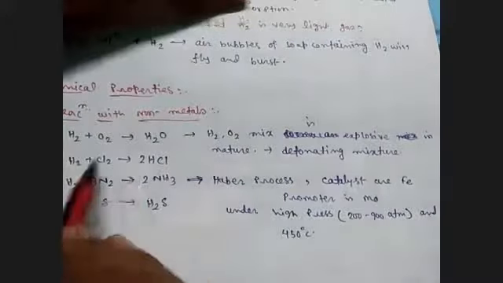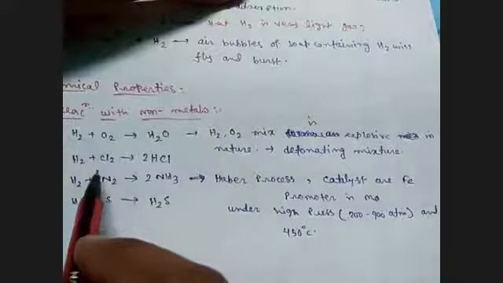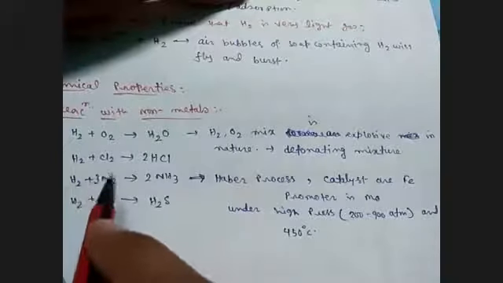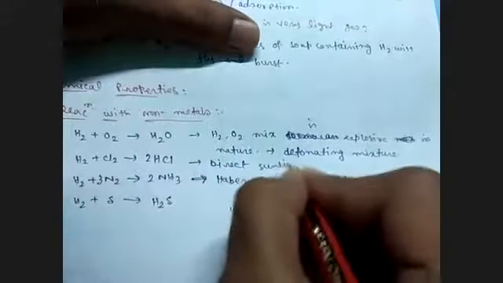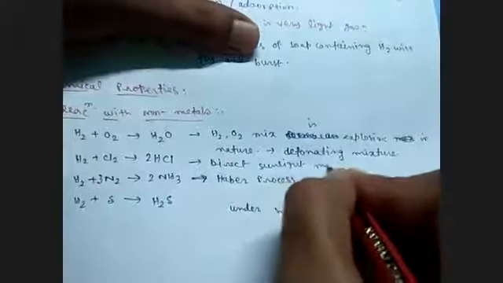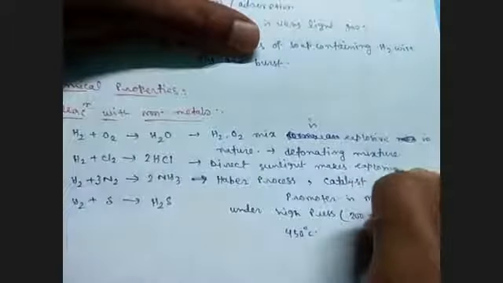This H2 and Cl2 mixture gives HCl. This reaction is carried out slowly in diffused sunlight, because in direct sunlight this is an explosive reaction. Direct sunlight makes explosion. Remember.